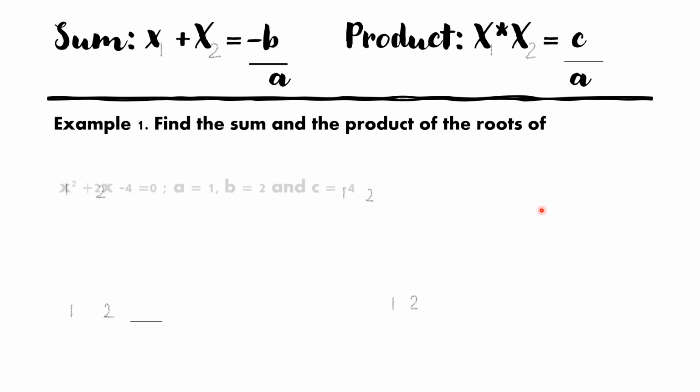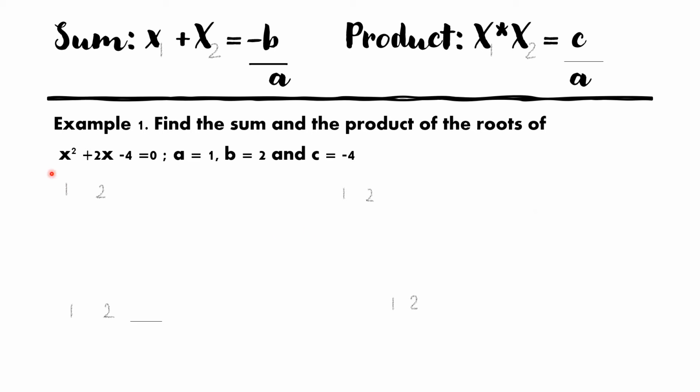So let's have an example. Find the sum and the product of the roots of x squared plus 2x minus 4 is equal to 0. Now, bago natin i-apply yung formula, siguraduhin muna natin na yung quadratic equation natin ay naka-standard form. Ano ba yung standard form ng quadratic equation? Standard form is a x squared plus bx plus c is equal to 0. Okay.